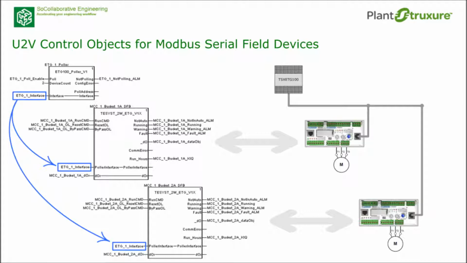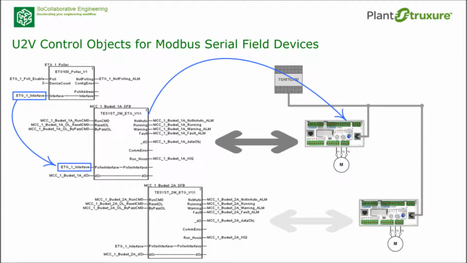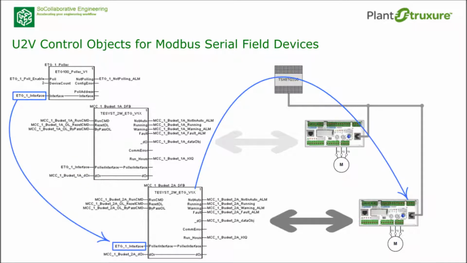How does this work? Well, the poller DFB and the device DFBs share a data structure. In this structure, the poller assigns the Modbus address of the device to poll into an integer element of the structure. When each of the device DFBs is scanned, if the device's Modbus address matches, then the device DFB communicates to the TeSys T. When the communications are done, the device DFB reports this back through the shared data structure, and the poller moves on to the next device to be polled. It does its stuff, reports back, and this cycle simply continues on and on and on. Pretty simple so far, huh?